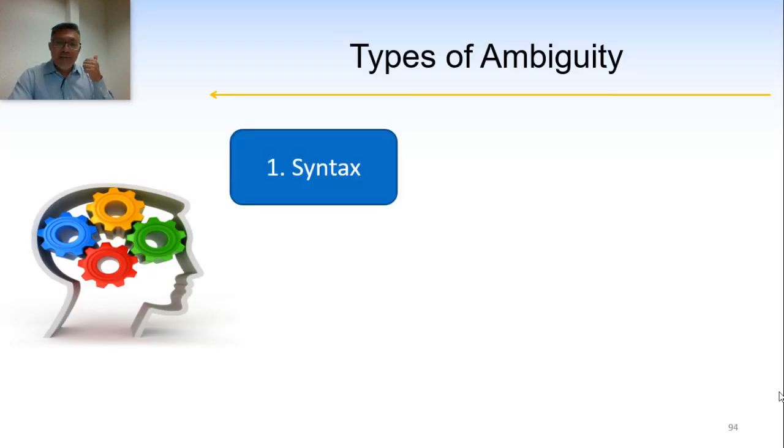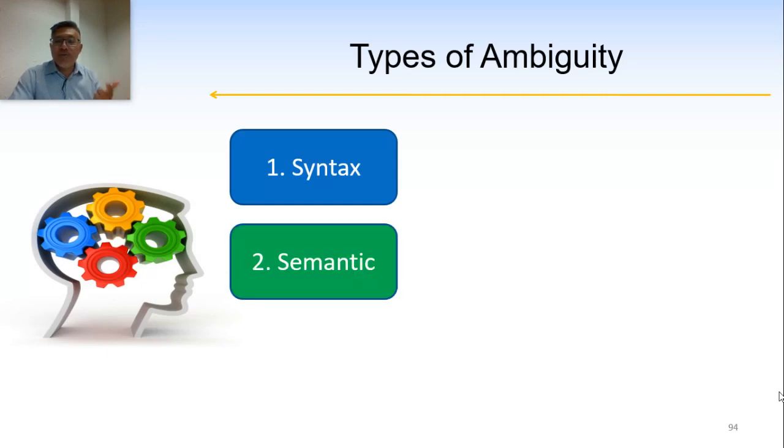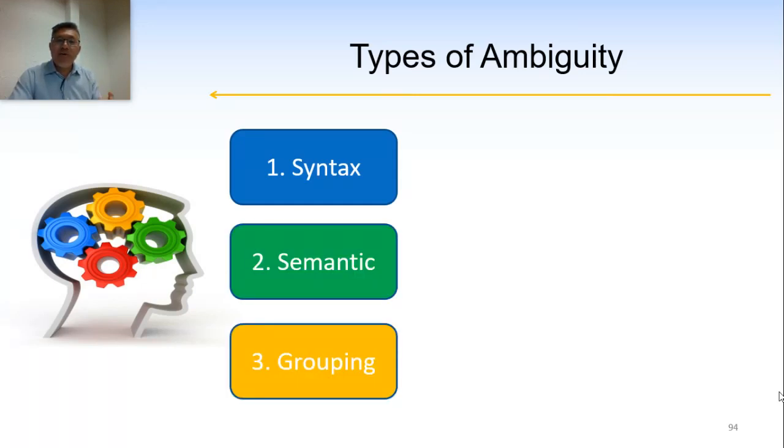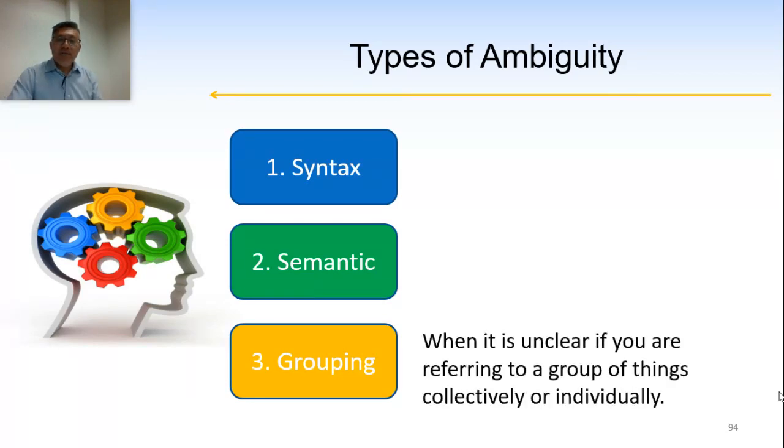So we talked about ambiguity in terms of syntax. We talked about ambiguity in terms of semantics. And what we saw just now is an example of grouping ambiguity. This is when it is unclear if somebody is referring to a group of things collectively or individually.